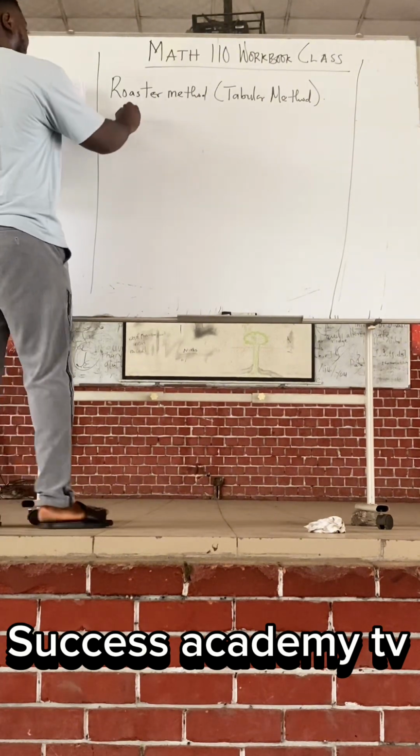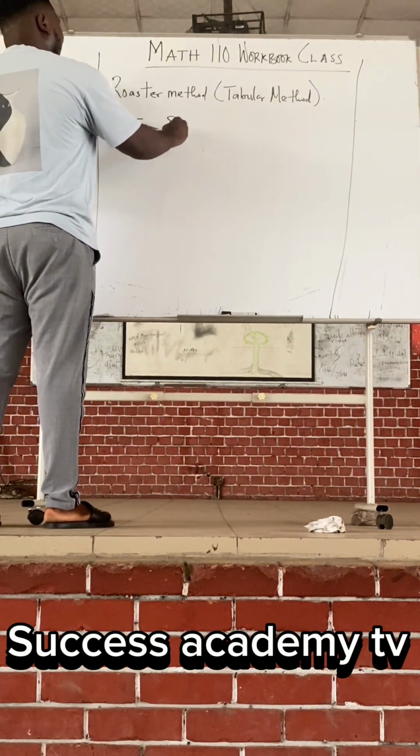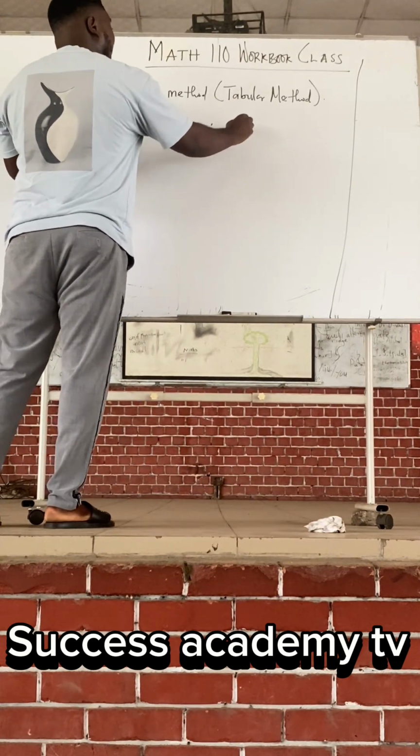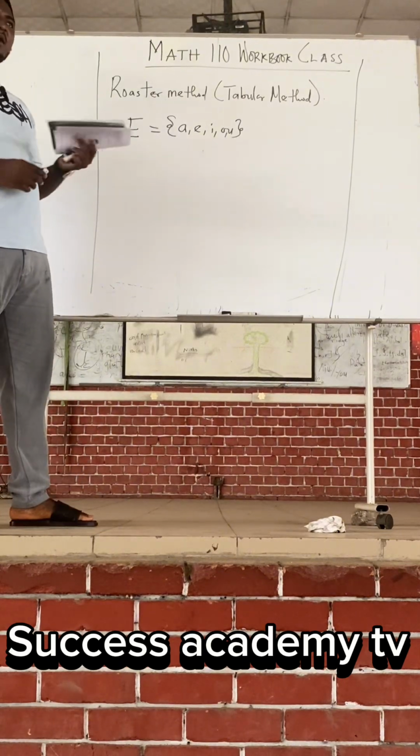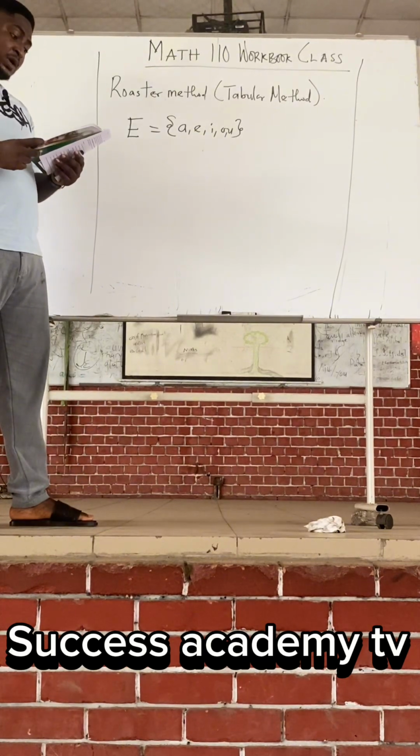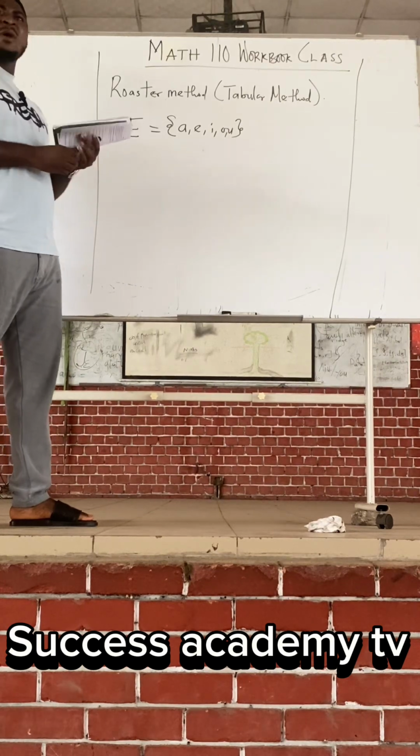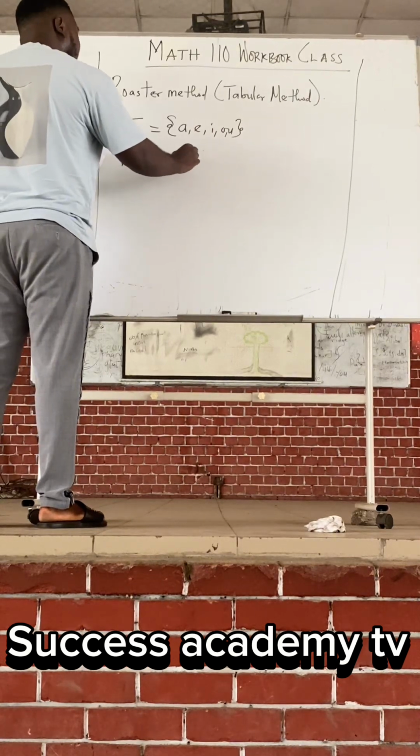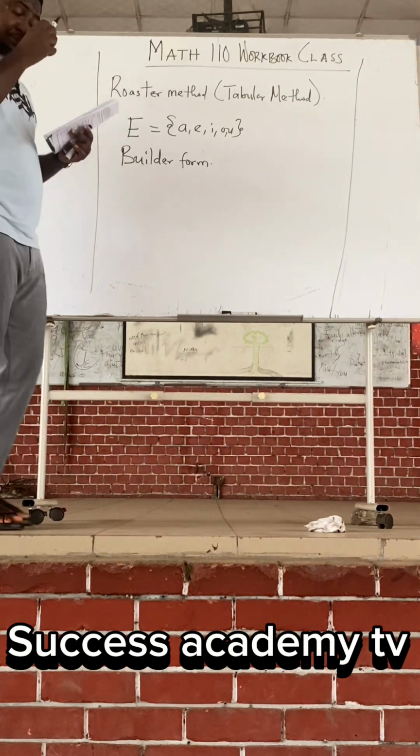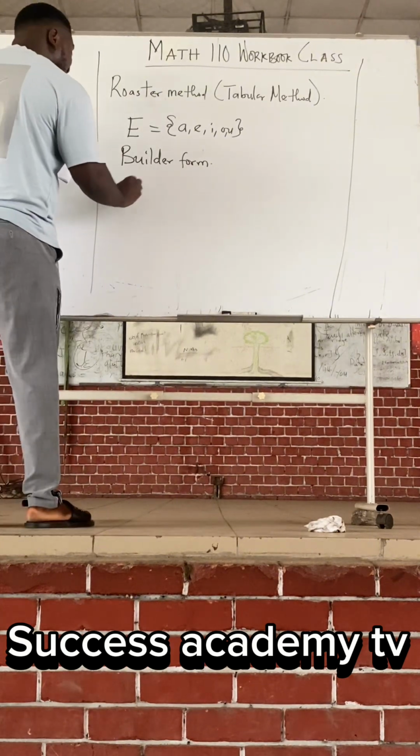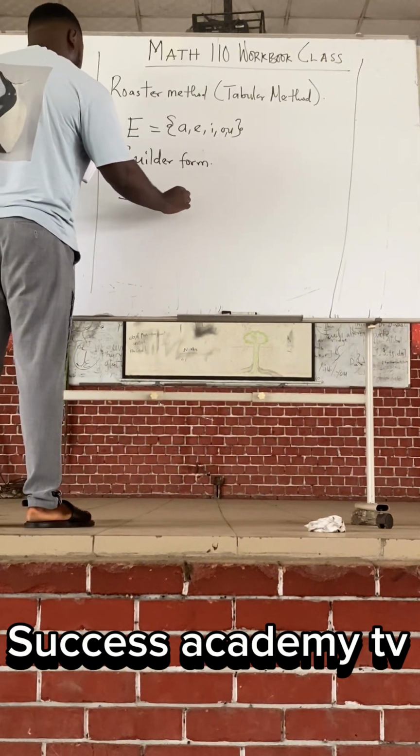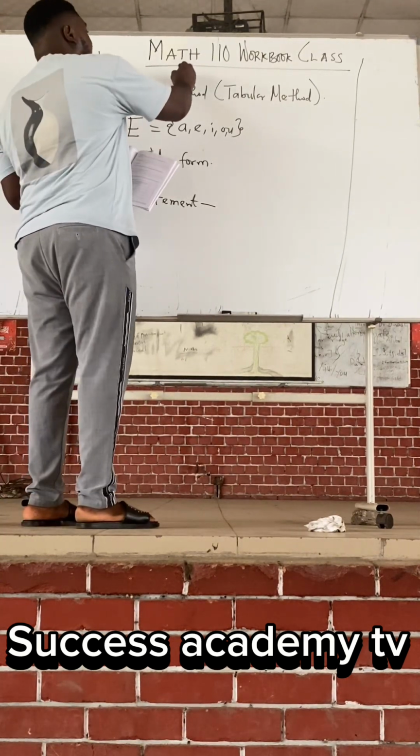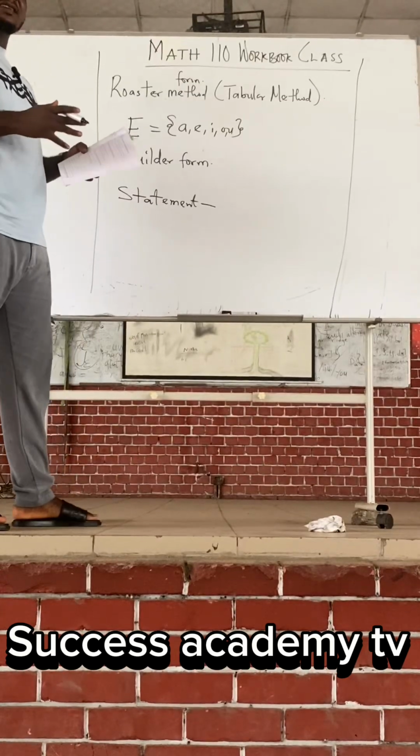If you have your manual, you see the E. This is a tabular or roster method. Class, there is no stress in discovering the members of this approach to classification. We call this roster form, but we have another form called the builder form. Sets can also be classified in the builder form, and then in the statement form.